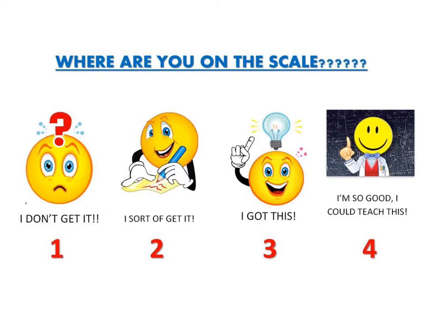You're now going to do your 6 practice problems and rate yourself on a scale between 1 and 4. 1 is, I don't get it. 2, I sort of get it. 3, I got this. Or 4, I'm so good I could teach this to somebody. After you've made a 100 on your 6 practice problems, then you can go do the IXL lesson, and you must make a 90% or better on it.